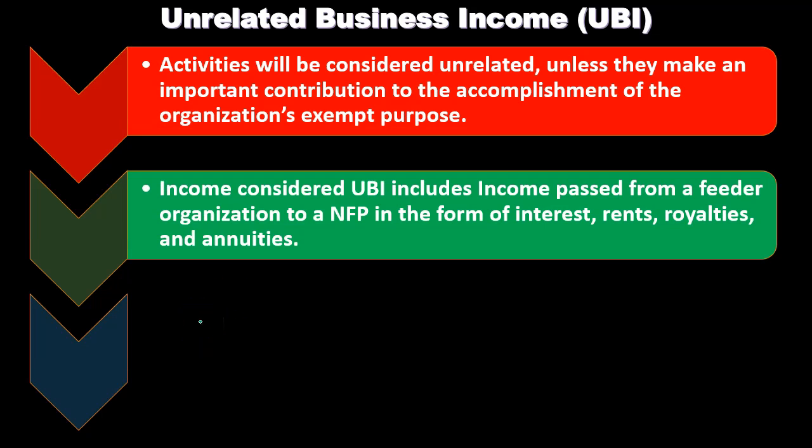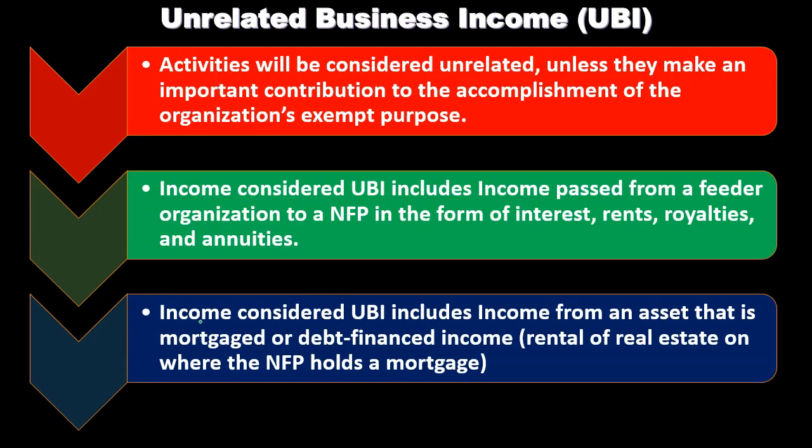Income considered unrelated business income, UBI, includes income passed from a feeder organization to a not-for-profit organization in the form of interest, rents, royalties, and annuities. So in other words, if we set up some kind of pass-through type of system where the income is going from some other type of organization into the not-for-profit organization, that would typically be considered unrelated business income subject to taxation.